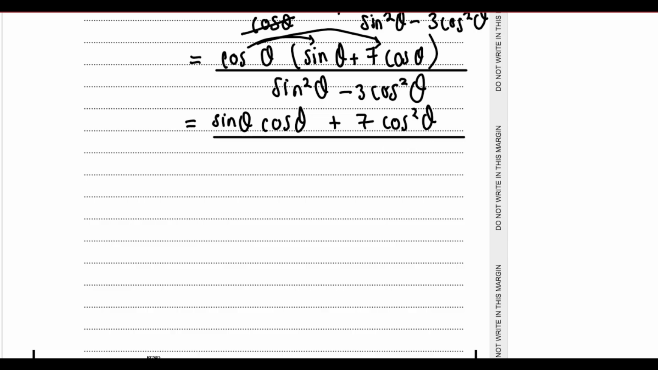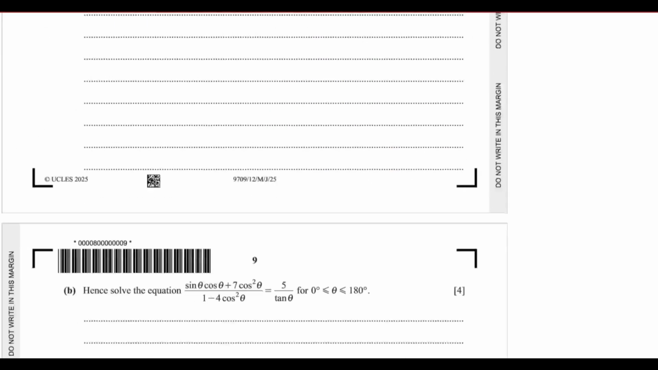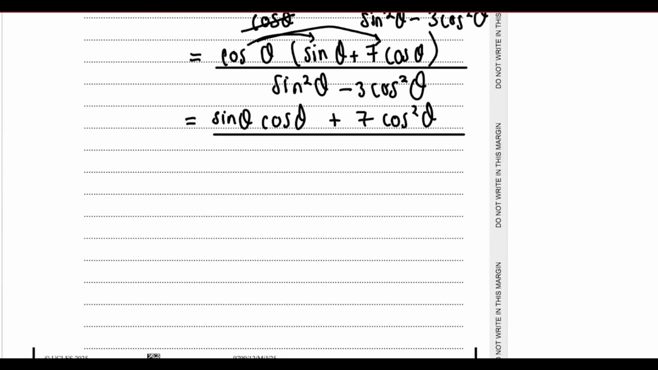All right, we already have the top over there. What about the bottom? They only have cos squared. How can sine squared be changed to cos squared? We know sin squared plus cos squared is 1. Sine squared is 1 minus cos squared.